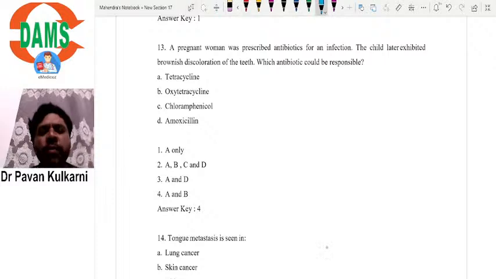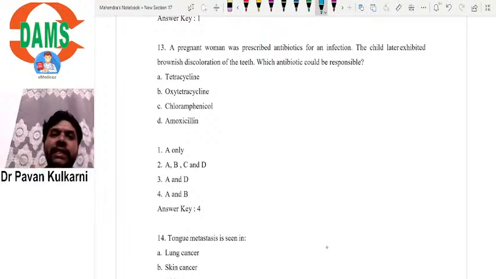A pregnant woman was prescribed antibiotics for an infection. So the woman is pregnant and antibiotics have been given. The child, after the birth, exhibits brownish discoloration of the teeth. So which antibiotic could be responsible for this? All of us know that tetracycline and derivatives of tetracycline, that is chlortetracycline, oxytetracycline, all these cause brownish, yellowish brown discoloration of the teeth.